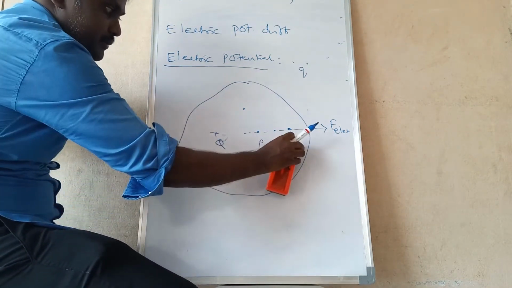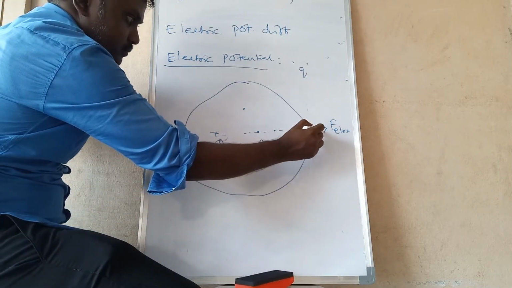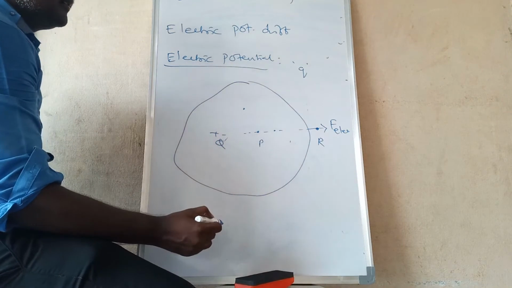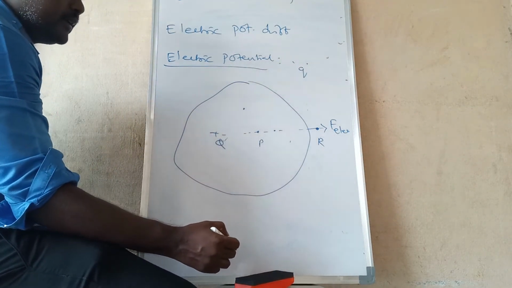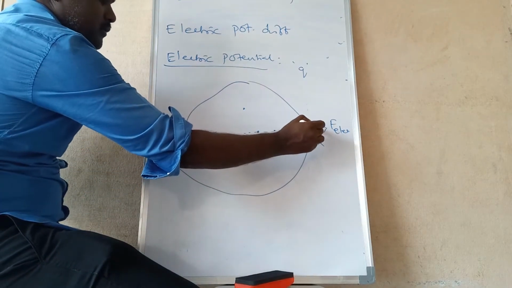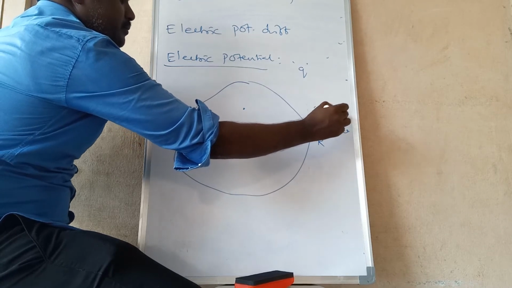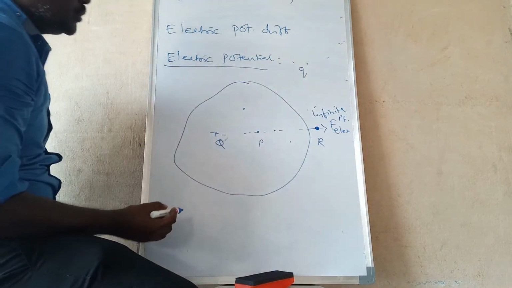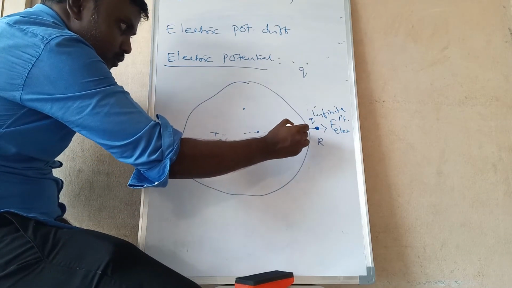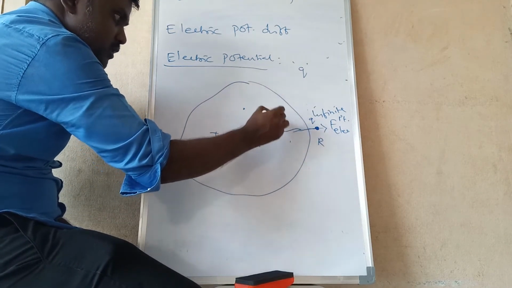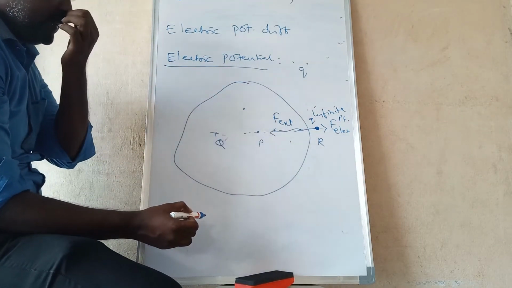So not here. This is R, and this is the infinite point. Electric field is equal to 0 there. This is the infinite point, and from here, this is the test charge. To move this test charge, we have to apply the force externally like this.